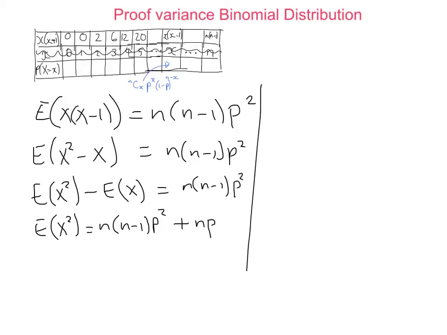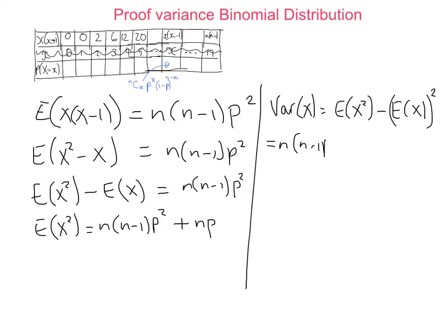So what about the variance? The variance of X is equal to the expectation of X squared minus the expectation of X, squared, which in this case is equal to n minus 1. Oops, that's a big bracket. Let me just write that a bit better. (n minus 1) p squared plus np minus np, that's E of X, squared.